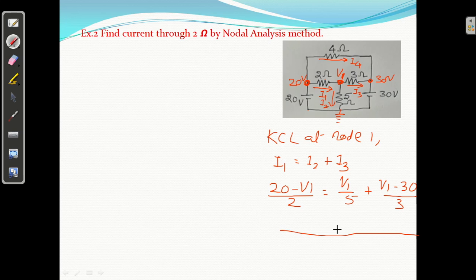LCM, common LCM. I think common LCM should be divisible by all. 5 into 3, 15, into 2, 30 I am taking. चलो 30. Now 30 upon 2 कितना होगा? 30 divided by 2, 15 into 20, 300. Minus 15 V1 equal to 30 by 5, 6 आएगा. 6 V1 plus 30 by 3, 10 into V1, 10 V1 minus 30 by 3, 10 into 30, 300. Right? So I am getting, this is यहाँ जाएगा. So I am getting 0.